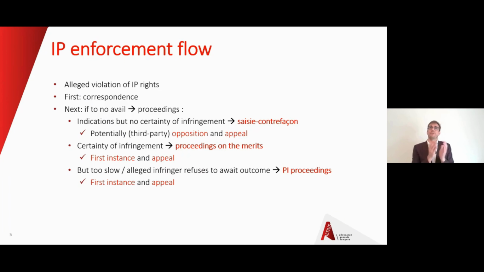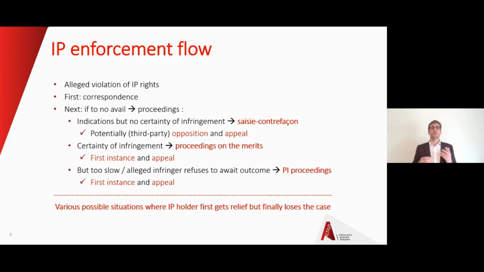Here again, you can get a first instance decision and a potential also appeal decision, which can be different compared to one another. But if proceedings on the merits are too slow, you have another option of provisional enforcement, and that is PI proceedings. Here again, you can have a first instance and appeal decision where the court will again look at the prima facie validity and prima facie infringement, but not the validity and infringement on the merits. So there are various possible situations where an IP holder first can get relief, provisional relief, saisie relief, but then finally loses the case because the IP right is not held valid or infringed.